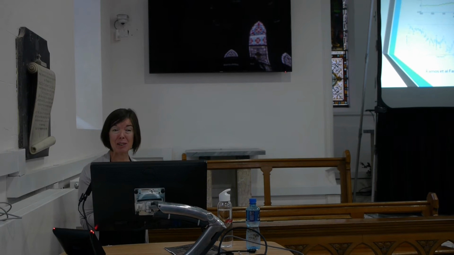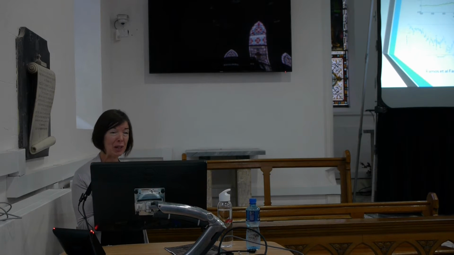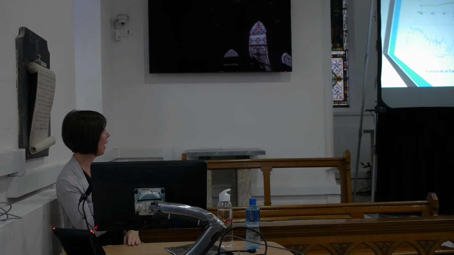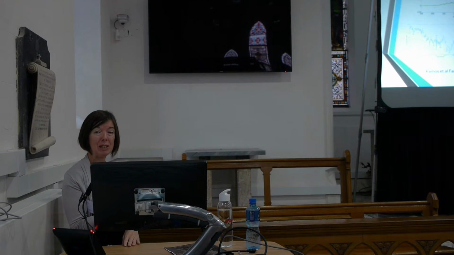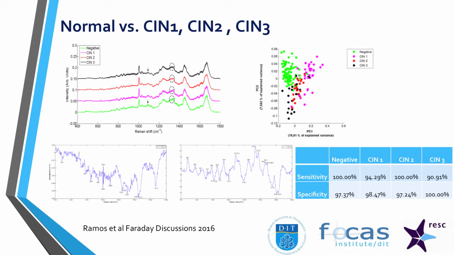So when we look then at the differences between normal cells and different grades of precancer, so this is called CIN, or cervical intraepithelial neoplasia. So we have different grades. CIN 1 would be termed low grade, and CIN 2 and 3 would be termed high grade. So the Raman spectra are shown here. This is from a study that we've done of about 300 patient samples. So we have normal cells here in green, the low grade in pink, and then the red and the black are the high grade.